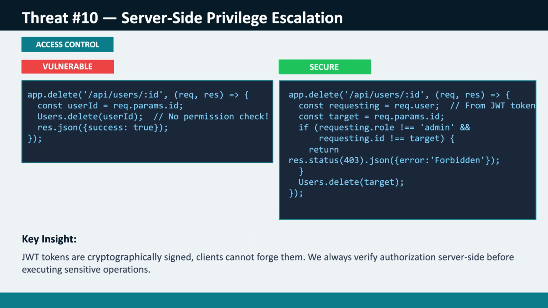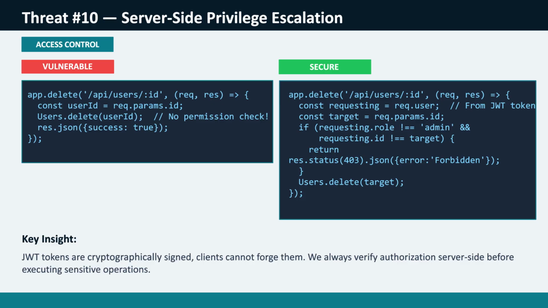Server-side attacks exploit backend logic flaws. A classic flaw is trusting the client to claim authority. An attacker could modify client-side code to send the role admin in the request, or manually craft a request that deletes other users' data. We defend by always verifying authorization server-side.